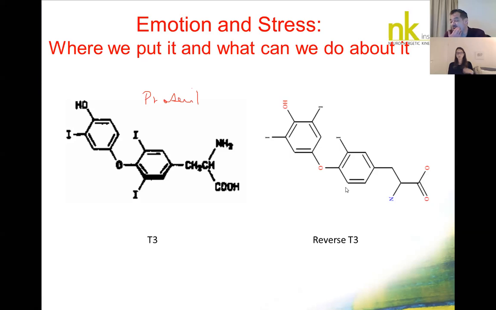And one thing I realized when I was looking at this is that reverse T3 actually is a hormone in its own right. It's a different hormone. It's separate. It is not T3. It is reverse T3.